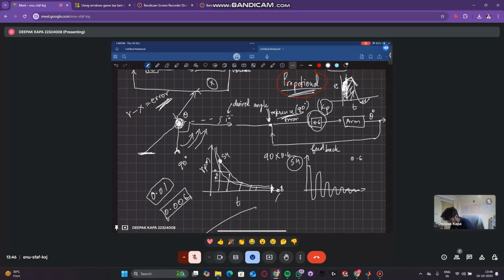So what is my controller going to do in the first cycle? Also, one more thing: I'm using only the proportional part. So my Kp value, the proportional gain, is 0.6 in this case. And my control input is the angular velocity of the elbow joint of the robotic arm.